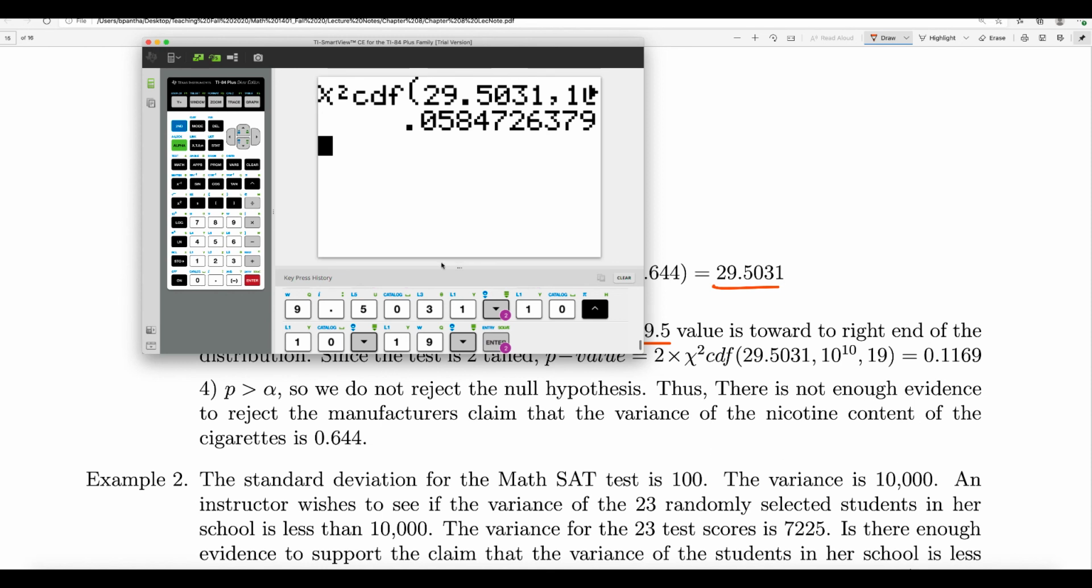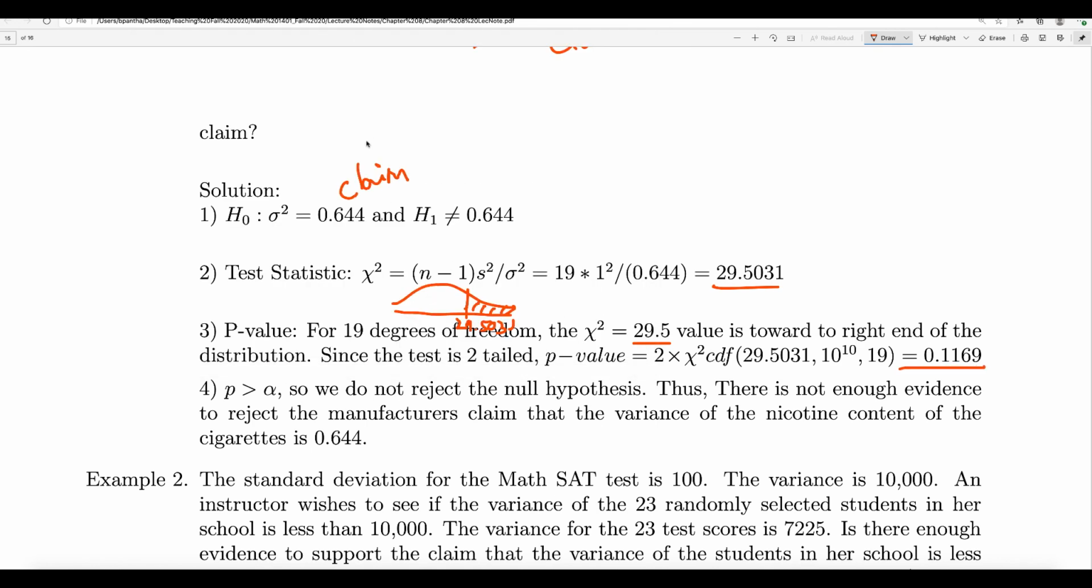Okay, but it is 2 times. So let us do times 2. I forgot to do times 2 at the beginning. But anyway, 0.1169. That's what you get. The p-value.